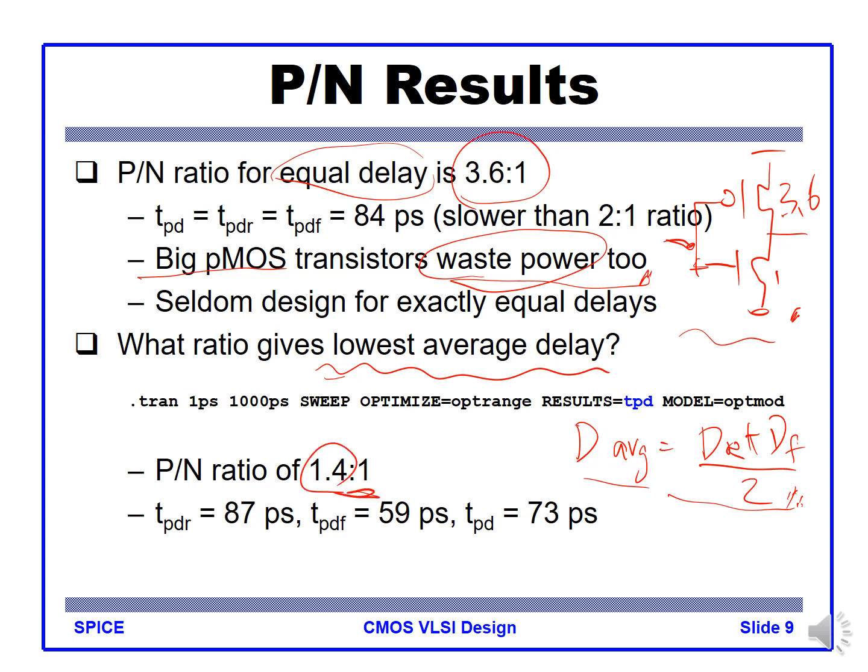So for example, even though the rise time is slower than the fall time, this gives us an average 73 picosecond delay. So this is actually the most popularly used ratio in actual typical standard cell design.